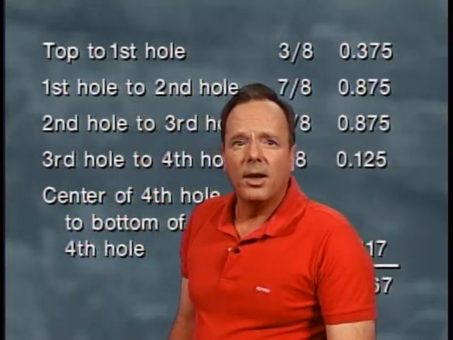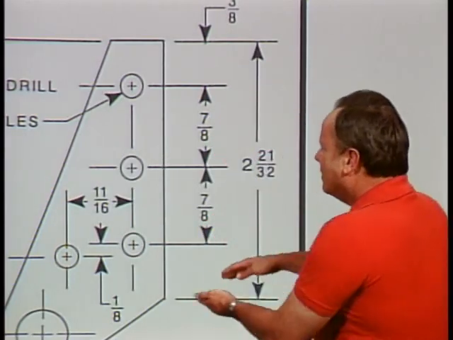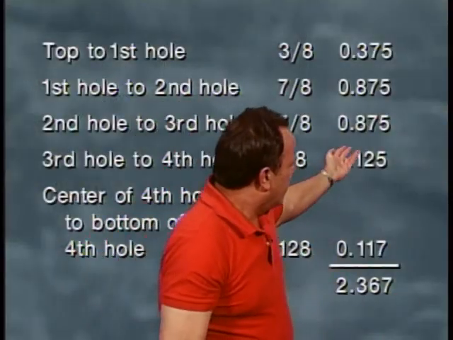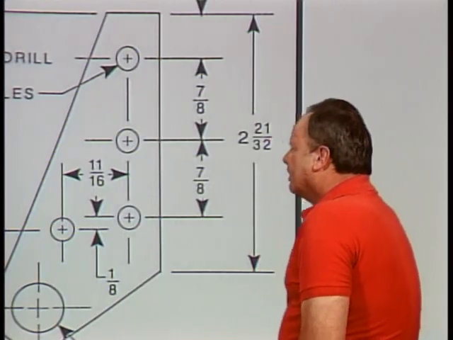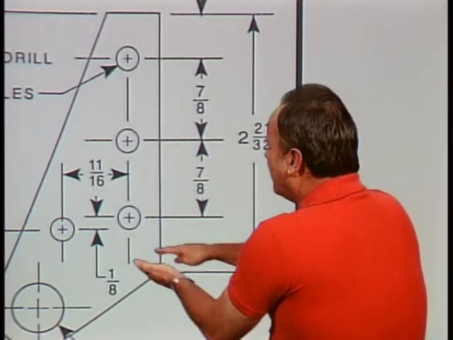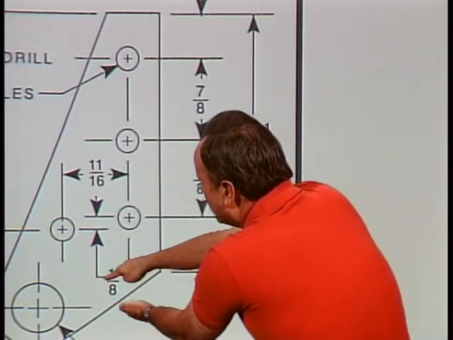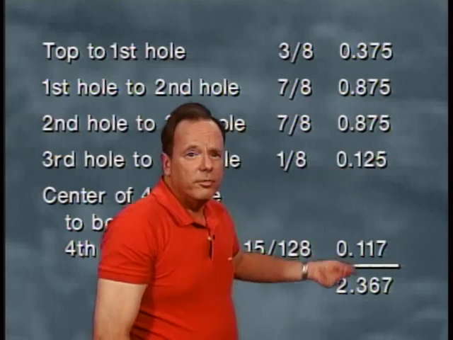We'll total that up. And then we're going to go from the center of the second hole to the center of the third hole. And let's see what that is. That's another 7/8 of an inch. So once again, that's 0.875. And then we're going to go from the center of the third hole to the center of the fourth hole, and that distance is different. It's 1/8 of an inch. It's shown right here, this distance right down there, and we've taken the calculator at 0.125.